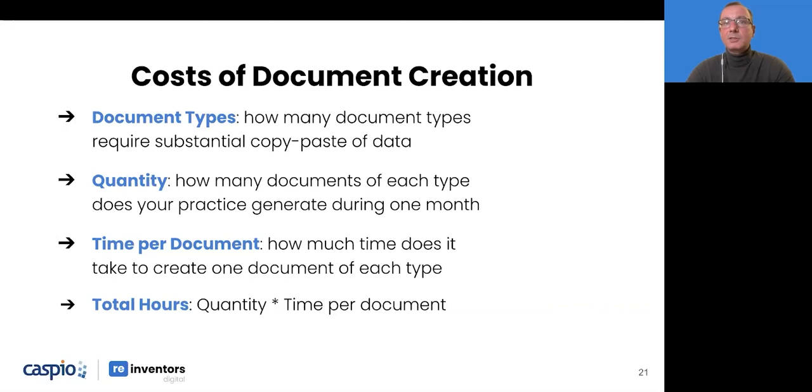Estimate how much time it takes to complete one document on average, and multiply one by another. You will see the number of hours which you spend on the copy-pasting exercise. And this is a source of potential efficiency. If you make this time free, you can redirect it.